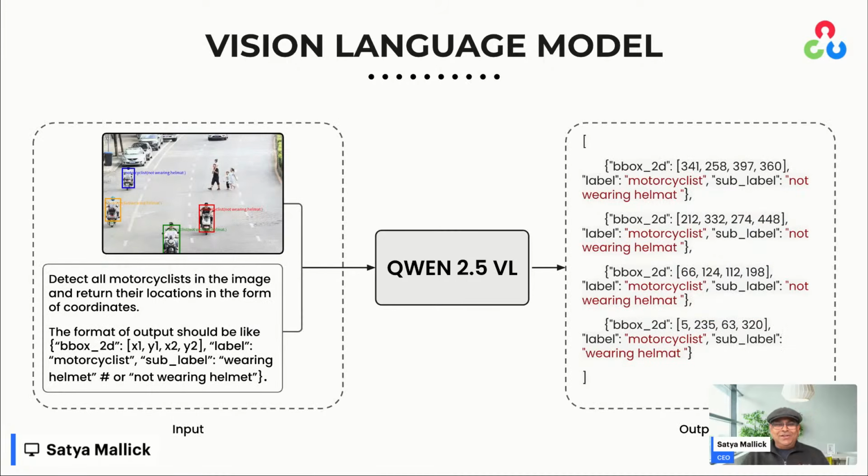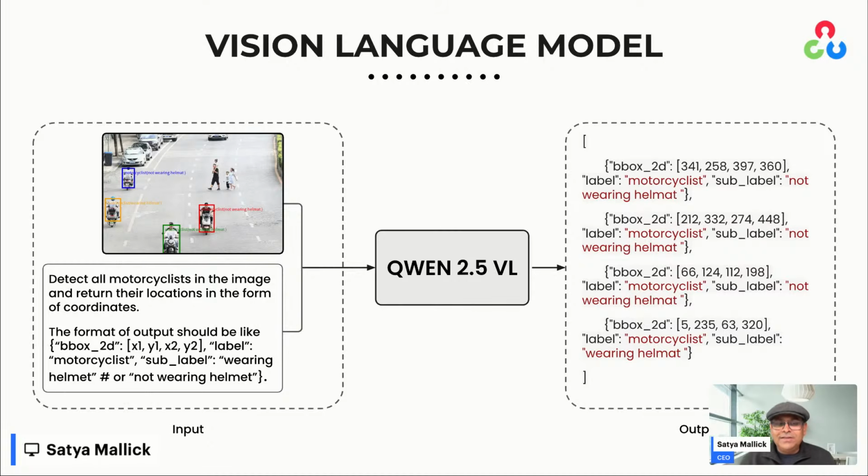Okay, here's another example of what Qwen 2.5-VL is capable of doing. You're looking at a picture, and you're asking the VLM to detect all motorcyclists in the image and return their locations in the form of coordinates. And then we are giving it the format: we want 2D bounding boxes. This is the format. It has a label and a sub-label. The label is motorcyclist. The sub-label is wearing helmet or not wearing helmet.